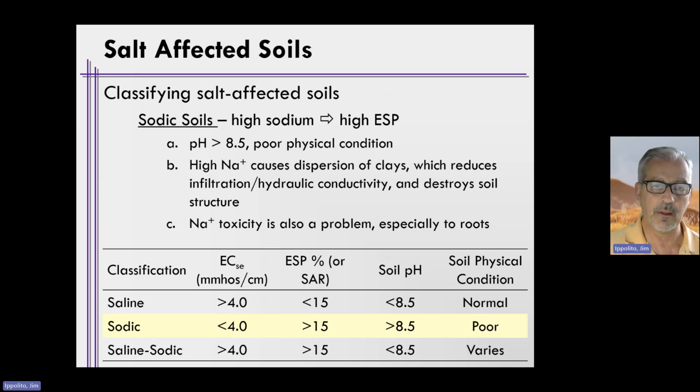You may have polygons on the soil surface where the soil is simply crusted all over completely. There's a white precipitate on the soil surface, which would be pretty obvious.